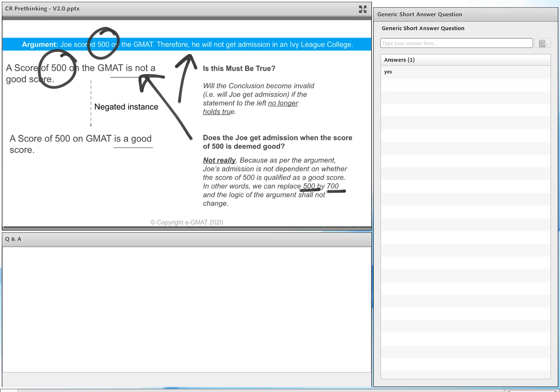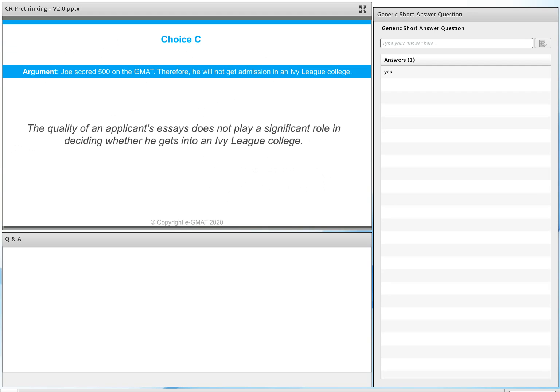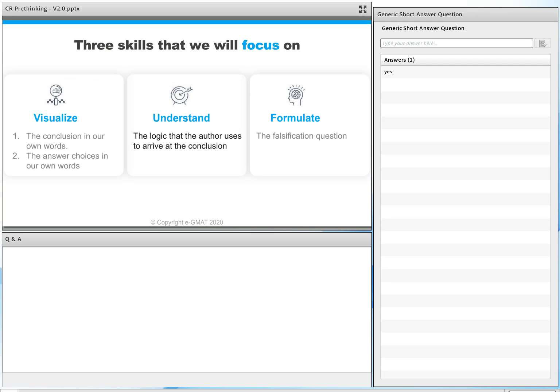Now this seems simplistic, but we're going to use exactly this logic to solve the most challenging questions out there. Again, the skills we want to focus on are to visualize the conclusion in our own words and to visualize the statement. We looked at two answer choices, one correct, one incorrect. We visualized each one of them. Because we could visualize them, we could create the negated versions. Then we want to use the logic that the author uses and build that falsification question.